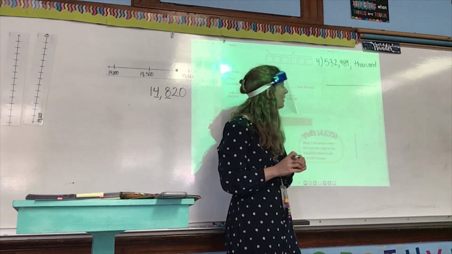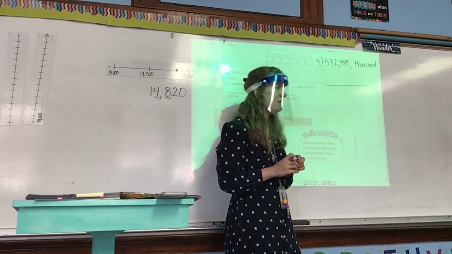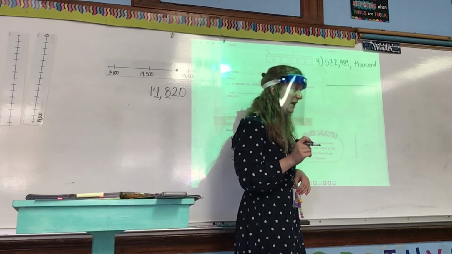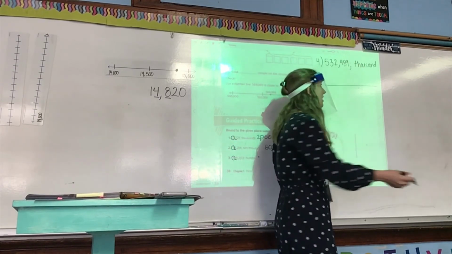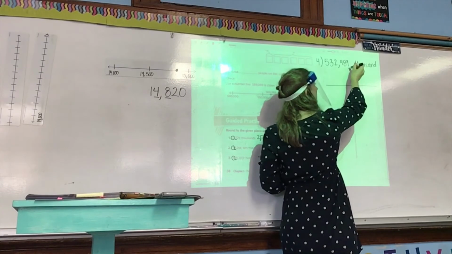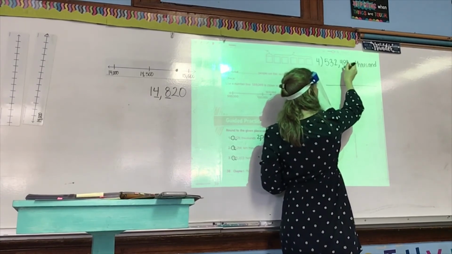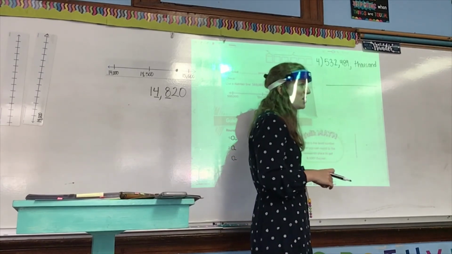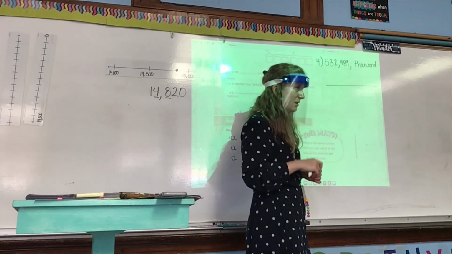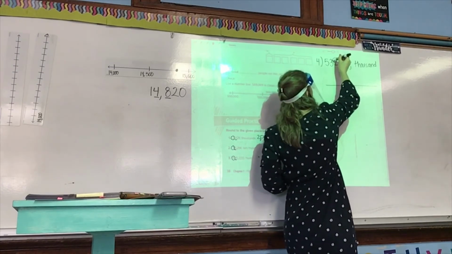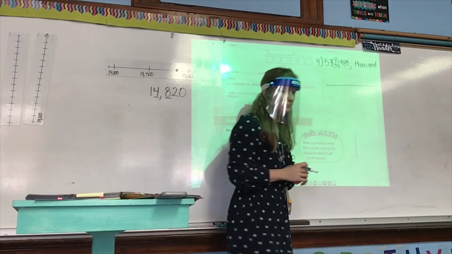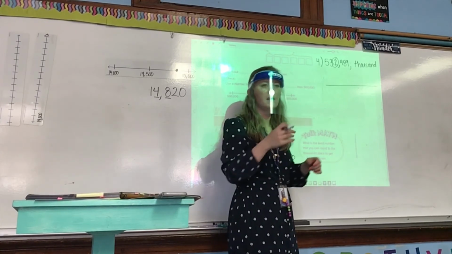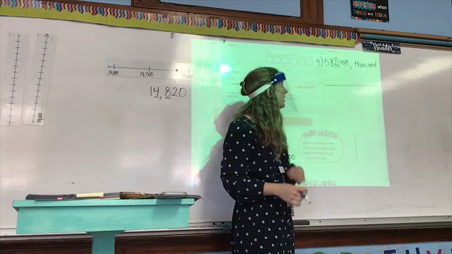Remember, if you can't remember where the place is, start on the right and start naming places. So we start with what place? We're rounding to the nearest 1,000. So what digit is in the thousands place? 2. So we're going to circle the 2. Make sure you're doing this. Please do not work ahead because then you'll miss any tips or tricks that I give you.